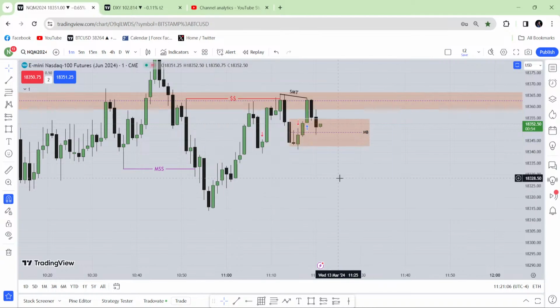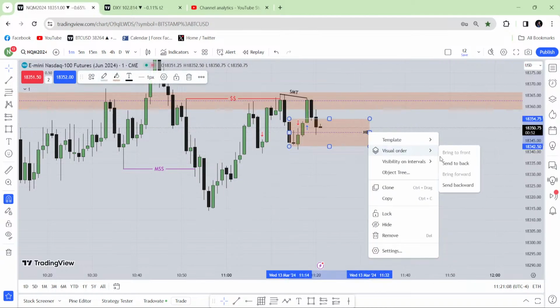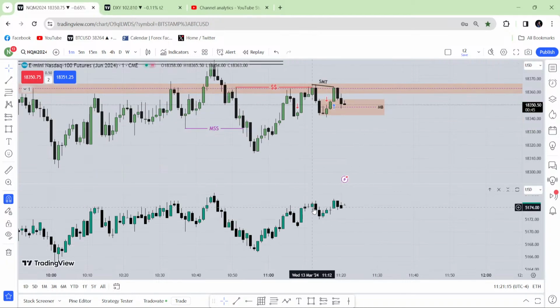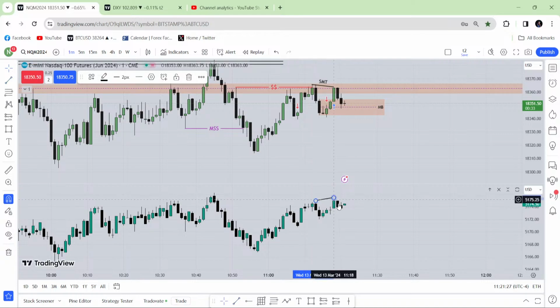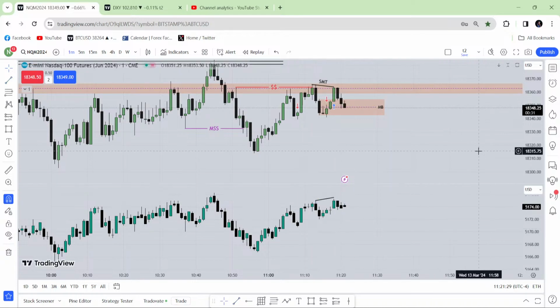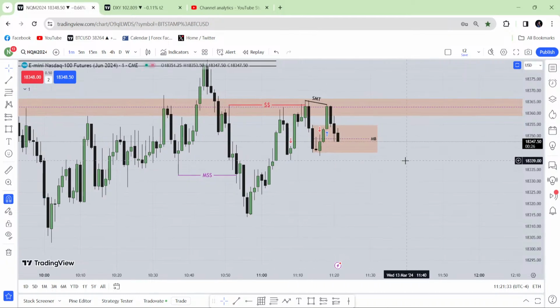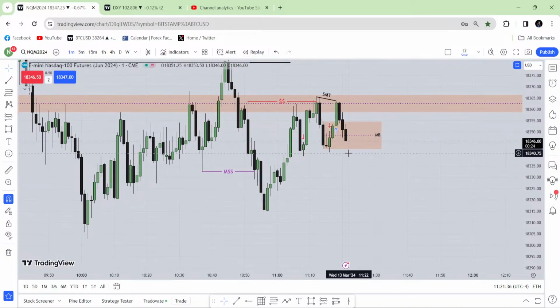This is the mitigation block. I told you that I will show you the mitigation block. Here is the mitigation block. High, low, lower high. In mini S&P, high, low, higher high. This is the SMT. In that type of situation, this low is the mitigation block. If market can close below that mitigation block, I'm gonna take a re-entry.